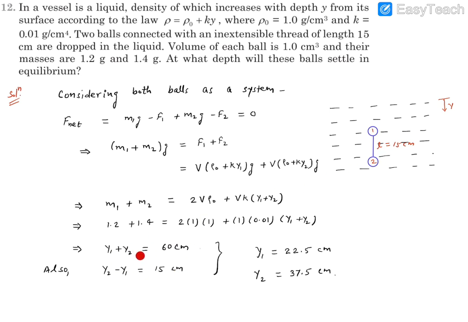Now there are two equations we can handle. Once you add them together, you'll find y1 will get cancelled out. y2 plus y2, twice y2, is equal to 60 plus 15, that is 75. So y2 must be 75 by 2, that is 37.5. Similarly, to calculate y1 we can subtract, so 2y1 is equal to 60 minus 15, that is 45. 45 by 2 is going to be 22.5. So the location of the first ball is going to be at 22.5 centimeter from the free surface downwards, and the location of the second ball is going to be 15 centimeter extra down, that is 37.5 centimeter.